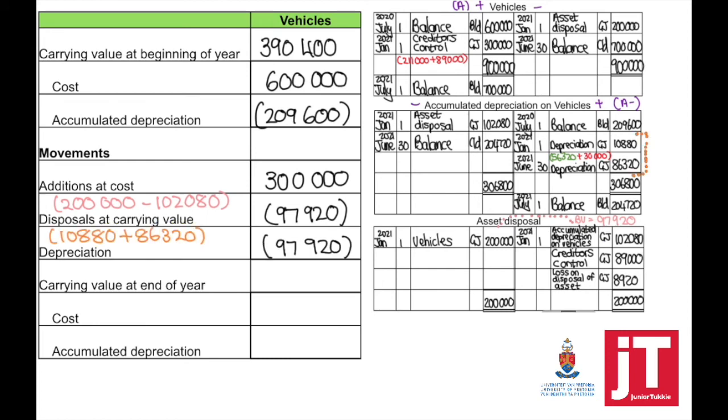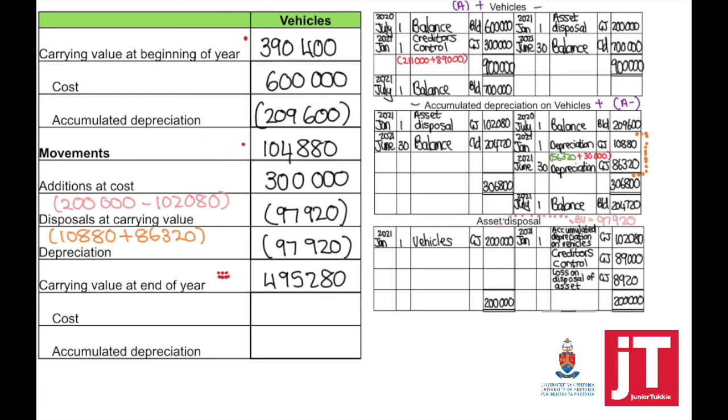My total depreciation is that which we sold plus the old plus the new. Remember to add all of them. To get my movement, additions minus disposal minus depreciation equals my movement. Carrying value at the end, take the carrying value in the beginning plus the movement because there's no brackets.